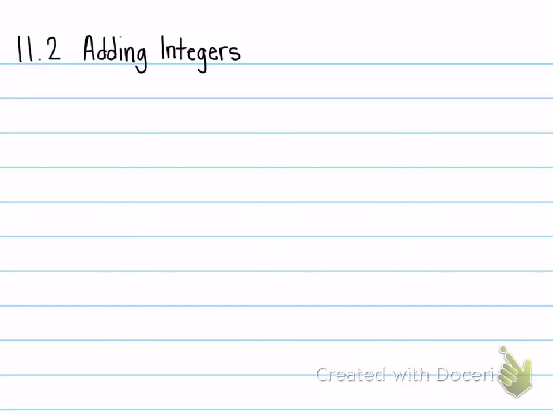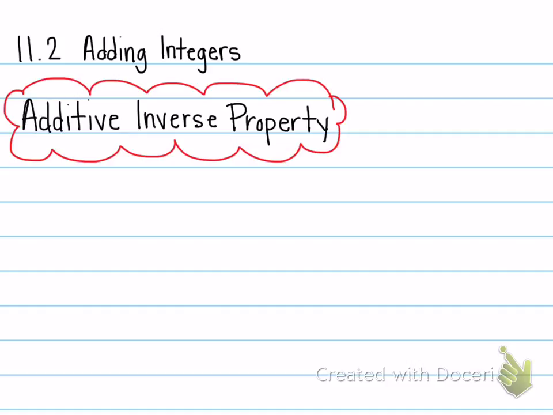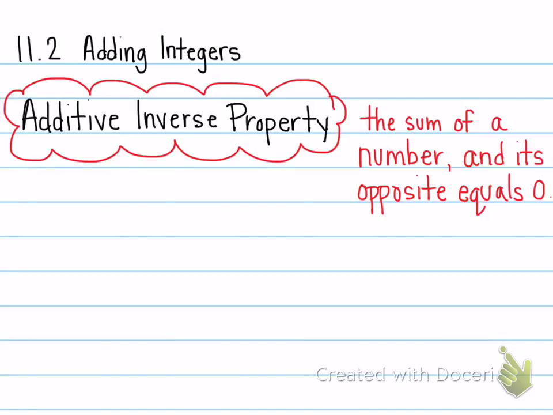We need to understand that when you're adding integers, there is a property called the additive inverse property. What this property tells you is the sum of a number and its inverse, or opposite, will always equal 0. So we know that if you add -5 plus 5, that will equal 0. That's a number and its opposite.